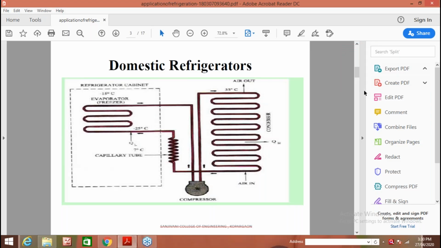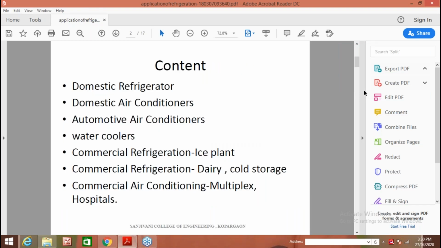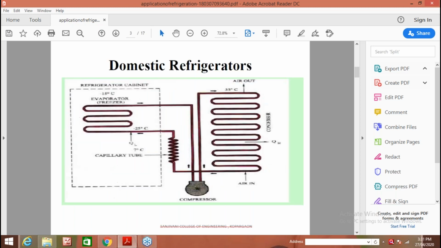Hello friends, today we will see applications of refrigeration and air conditioning. There are various fields in which refrigeration and air conditioning are used, like domestic refrigerator, domestic air conditioner, automotive air conditioner, water coolers, commercial refrigeration, ice plant, dry cold storage, commercial air conditioning, multiplex, hospital, etc. But we only have domestic refrigerator, water cooler, ice plant, and cold storage in our syllabus. So we will only see that.